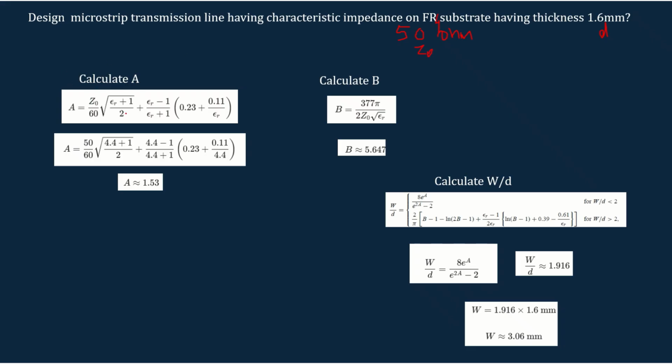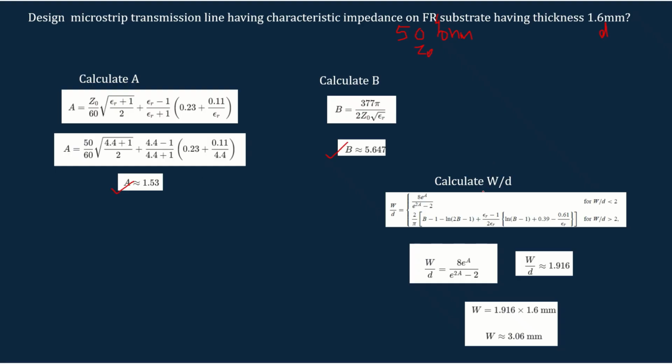These are the equations to calculate A. Here we know parameters like epsilon r, as it is FR4. We know epsilon r as 4.4. So substitute all these parameters and calculate A. Here Z0 is 50 ohm, that is our aim. Then calculate B, substituting these parameters, and calculate the values of A and B. So now we have the values of A and B.